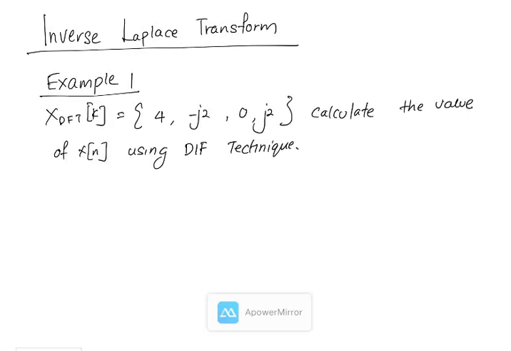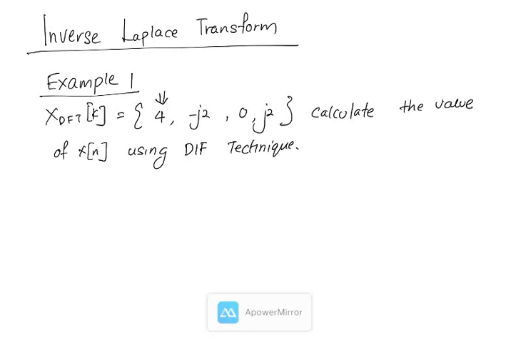If you look at this question, X_DFT[k] is equal to 4, negative 2j, 0 and 2j. So calculate the value of x[n] using the DIF technique. And the origin is at the value of 4.